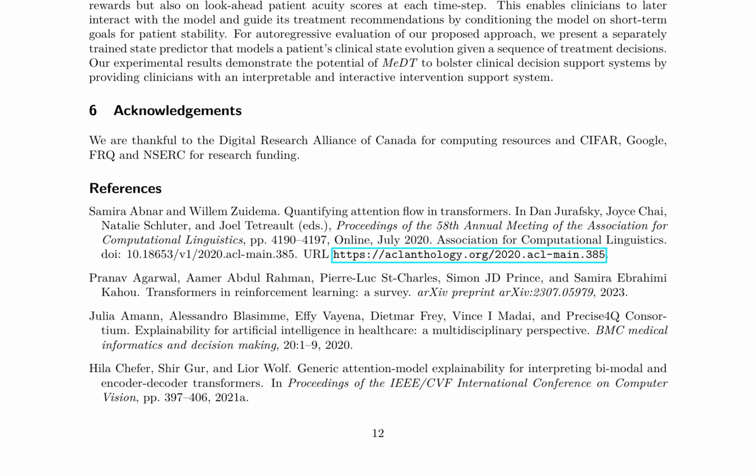Experimental results demonstrate the potential of MeDT to bolster clinical decision support systems by providing clinicians with an interpretable and interactive intervention support system. The model's ability to provide insights into its decision-making process and facilitate clinician interaction is a significant step towards addressing the limitations of current RL algorithms.